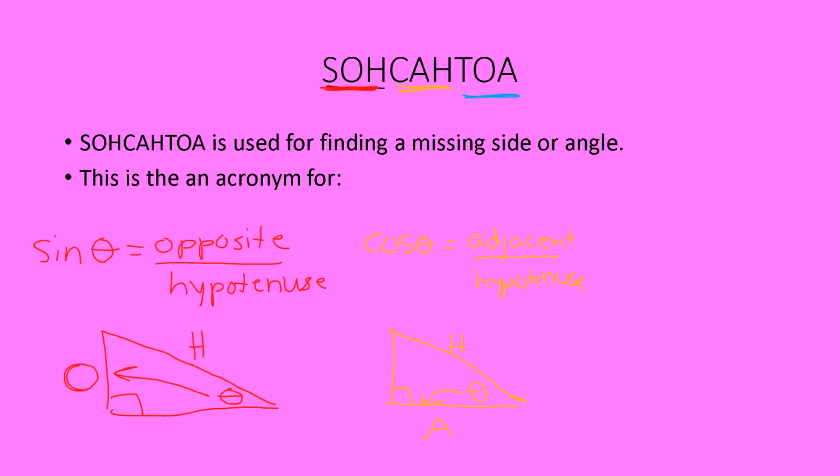And then our last part is TOA, which stands for tangent of theta is equal to opposite over adjacent. And if we have a right triangle and we're solving for theta here, this would be our side opposite and this would be our side adjacent. So that's how we would solve for that.